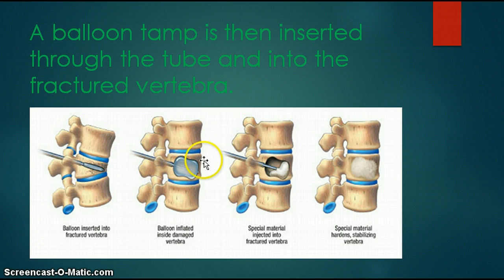In kyphoplasty, a balloon tube is then inserted through the tube and into the fractured vertebra. Once inside the vertebra, the balloon tube is inflated to create an open cavity inside the bone and to restore height to the collapsed vertebra. The surgeon then deflates and removes the balloon tube from the vertebra, leaving the new bone cavity behind. A plastic compound called PMMA, a type of bone cement, is injected into the cavity until it is full. The cement hardens quickly, creating an internal cast inside of the fractured vertebra.